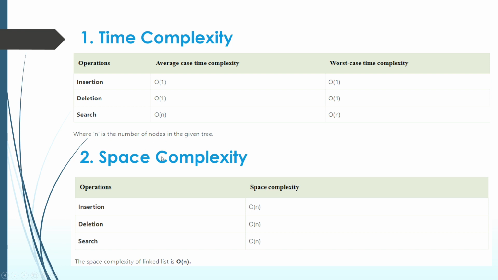The second is space complexity. So what are the operations? In case of insertion, the space complexity is O(n). In case of deletion, the space complexity is also O(n), and in case of search, the space complexity is O(n) also. So the space complexity of linked list is O(n).